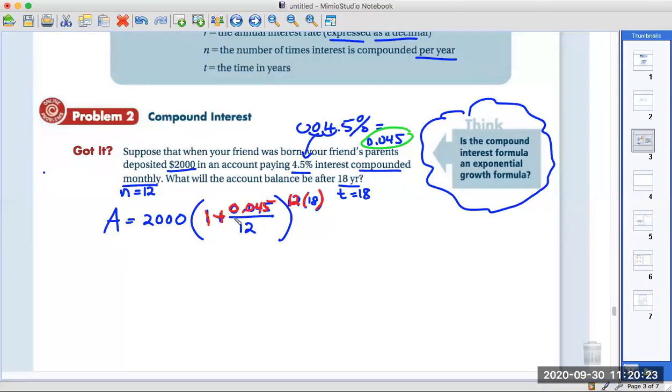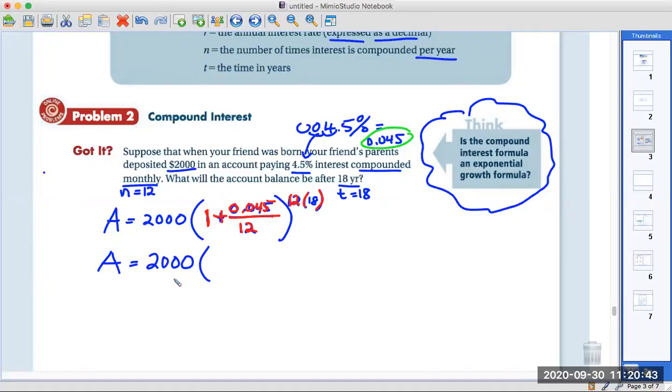This, by the way, is a division, divided by 12. You put it in your calculator as you see it: 1 plus 0.045 divided by 12 equals, okay? Don't forget equals. So then I'm going to rewrite, start with the initial amount.